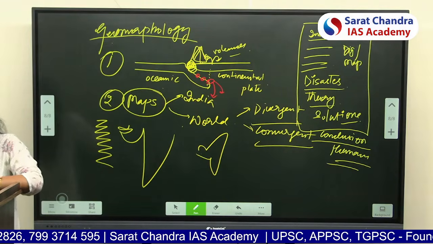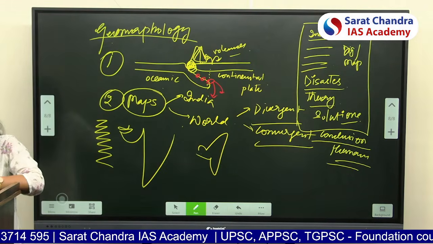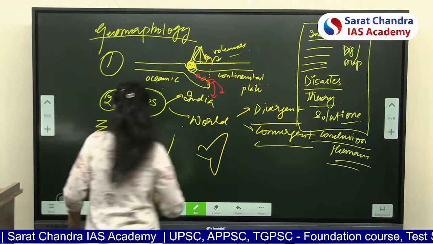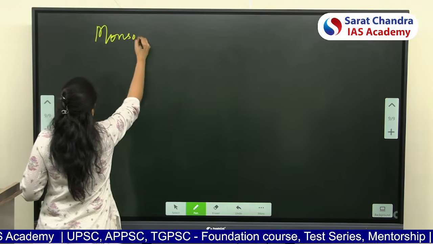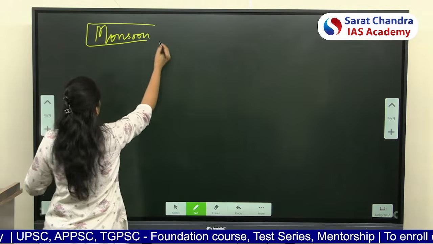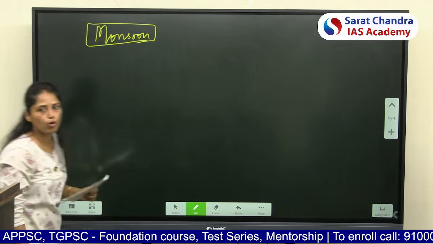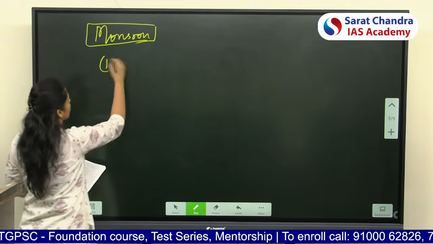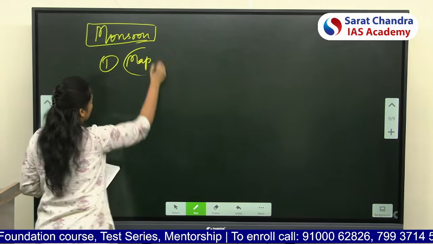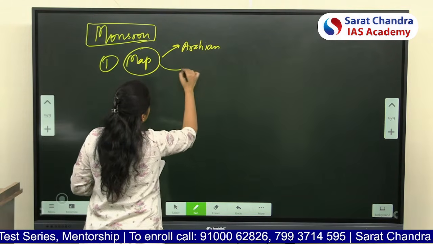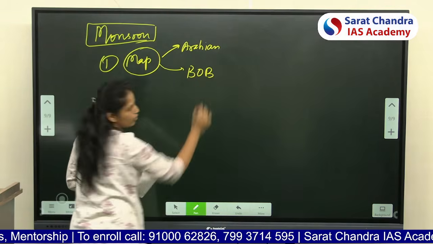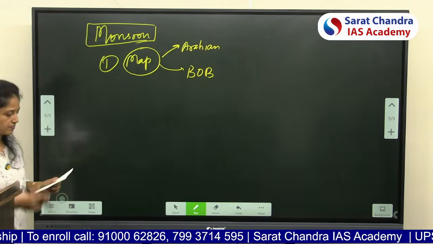So the first very repeated topic is the monsoon itself, right? For monsoon, the first basic thing will be the mechanism of monsoon itself, the map which I already made. Make a map, and in that map show the Arabian Sea branch, and after that show the Bay of Bengal branch. This will be the basic map.